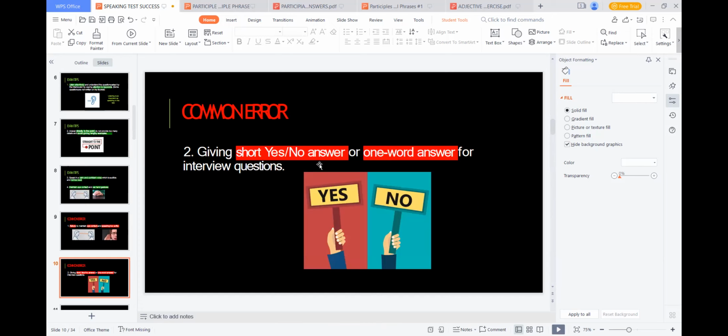Giving short yes, no answers or one-word answers for interview questions. Yes, I also have a student like this in another class. Okay, so the student says yes, no, one word or one phrase. Most of the time it is one phrase. And then what else? The teacher has to give the prompt questions.